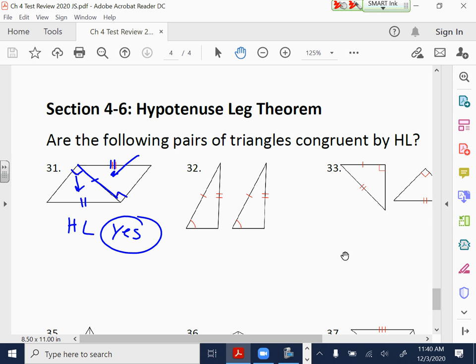So this one, if you look at this one, we don't know that they're right triangles. So you can only use hypotenuse leg if it's a right triangle, and we can't tell that. So the answer is no, we can't tell by hypotenuse leg. But we could tell by, well, even that would be angle, side, side, so we have no idea if they're congruent or not. But yeah, no, they're not right triangles, so we have no idea.